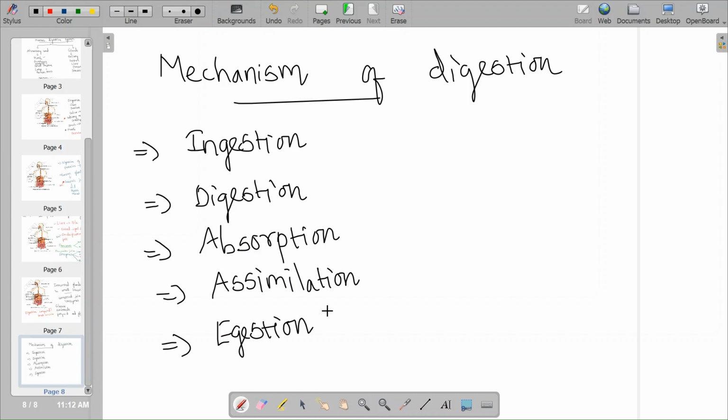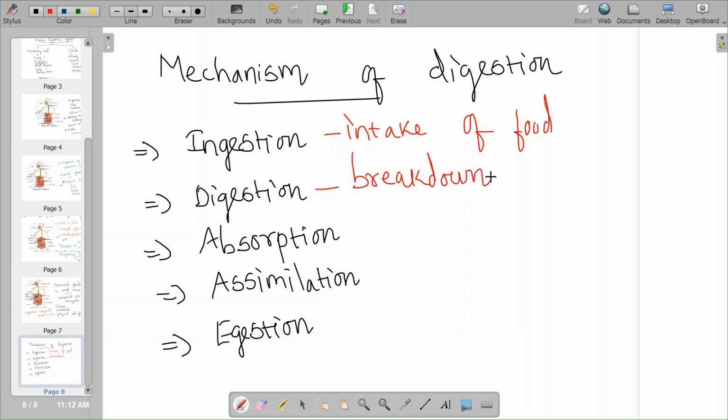Ingestion is the process of intake of food materials. The nutrients present in the food, we are consuming it. The process we call intake of food, or ingestion. Digestion is the process of breakdown of nutrients into their simplest form. So we learned about digestion and ingestion.